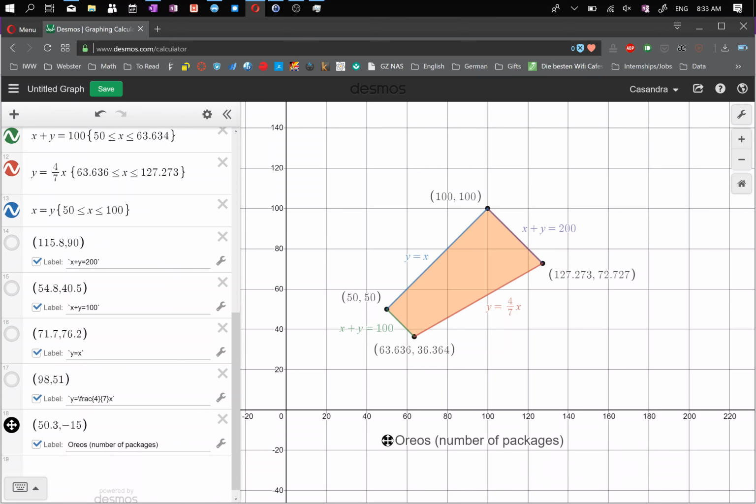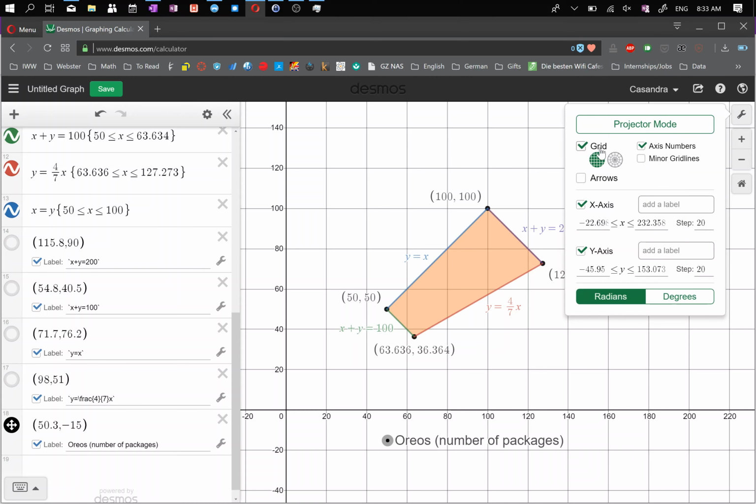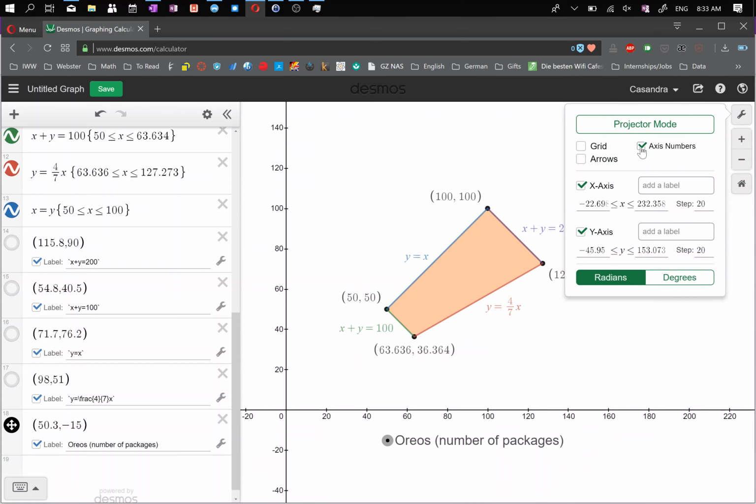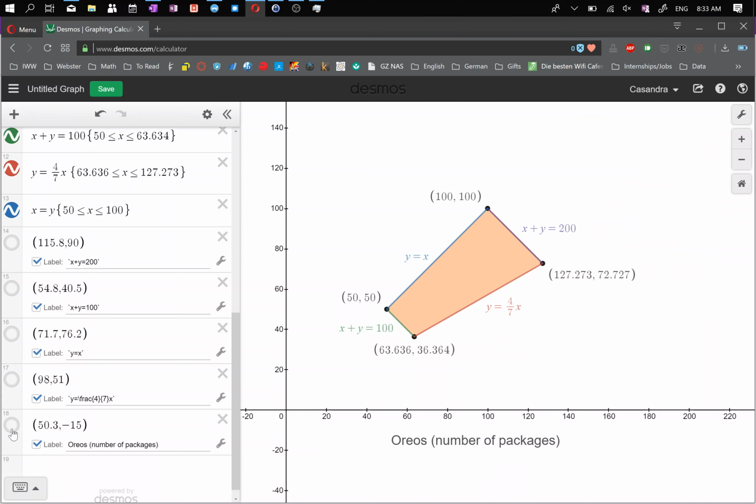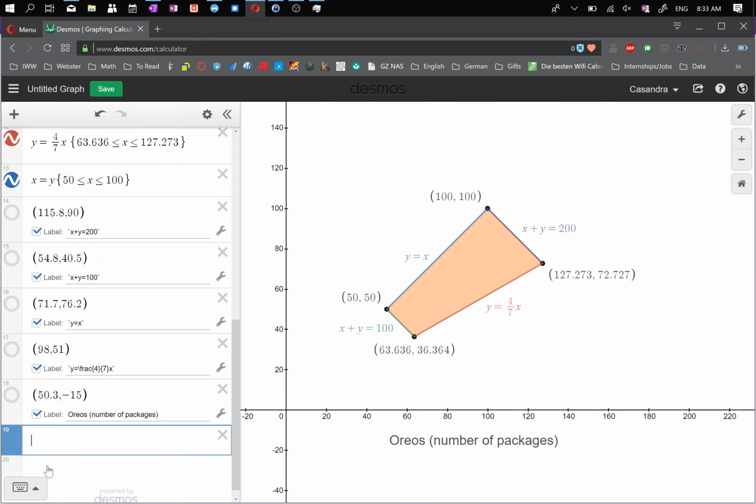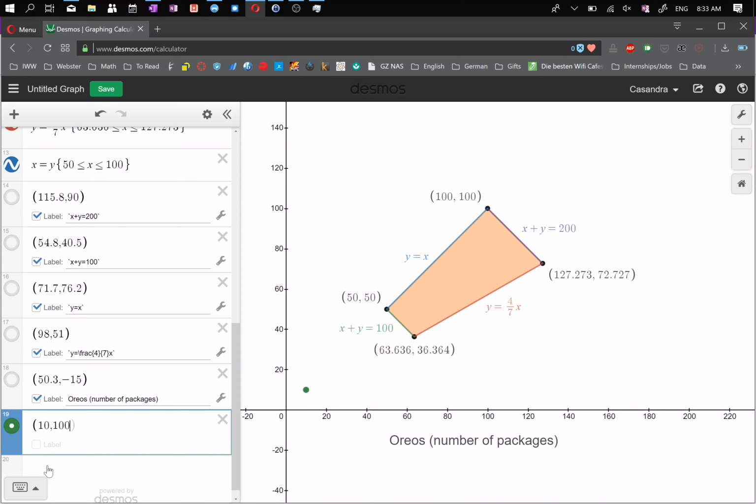here. But now it looks weird because there's lines running through it. So actually I think I'm going to turn off my grid lines altogether. I could turn off the axis numbers, but I do not want to. I'd like to keep them. But I do want to turn off this dot. Okay, and then the same thing on the vertical. So, I don't know, 10, 100. Oh, there's my dot. Label it.